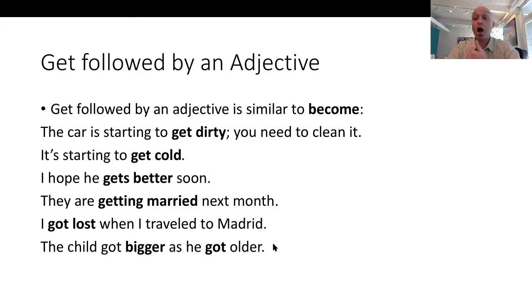The child got bigger as he got older. Ele mudou com respeito de tamanho e também com idade. Então, get bigger, got older, essa ideia de mudar de ou tamanho ou idade também.